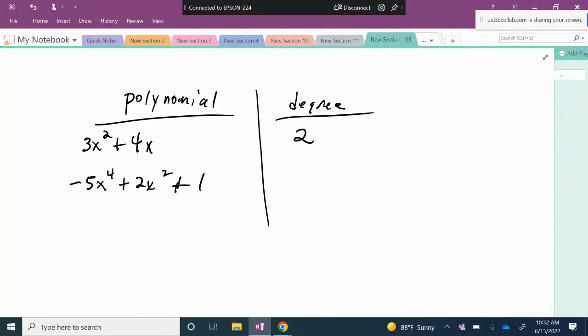If I look at my second polynomial, -5x to the fourth plus 2x squared plus 1, notice that my largest degree term is x to the fourth, so that polynomial would have a degree of 4.